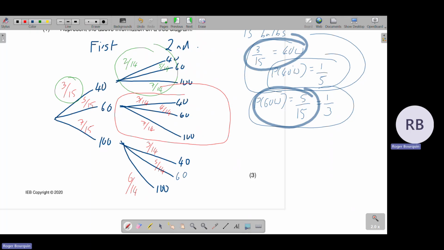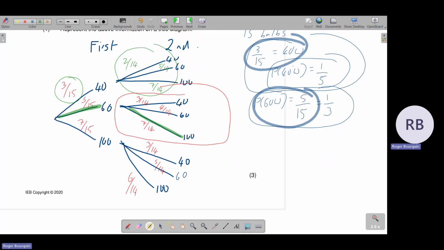Then it says, everyone happy with the tree diagram? Then it says calculate the probability that the sum of the watts of the bulbs taken out is 160 watts. So how are we going to work that out? You're taking out 2 things, right? They've got to add up to 160. So we look for the routes that lead to 160. So 40, is there anything we can add to 40 to get 160? No. Is there anything we can add to 60? So 60 and 100, that's one possible route, right? You agree? That adds up to 160.